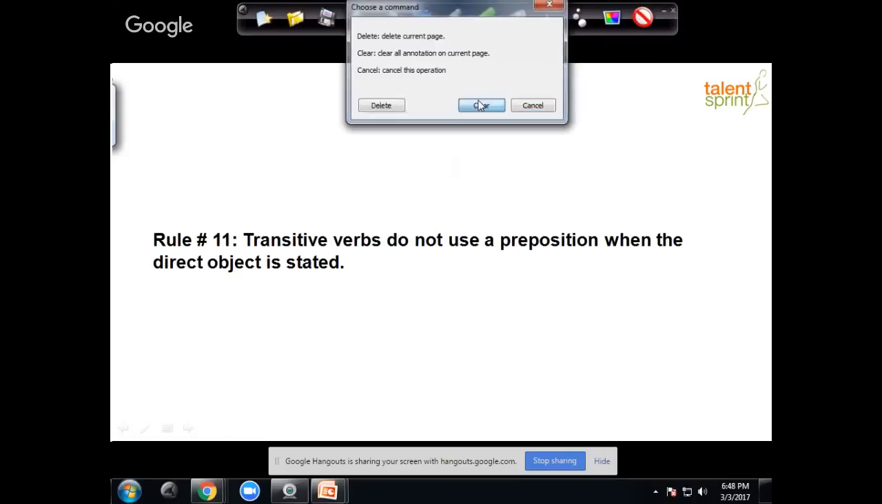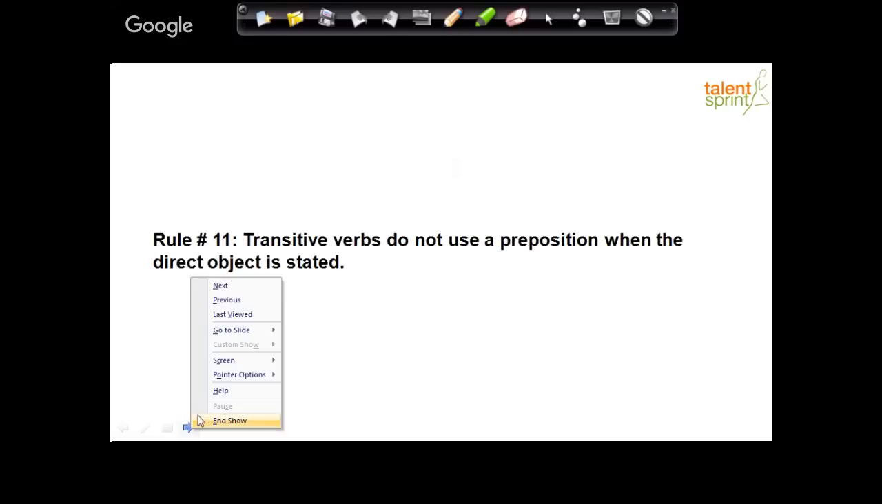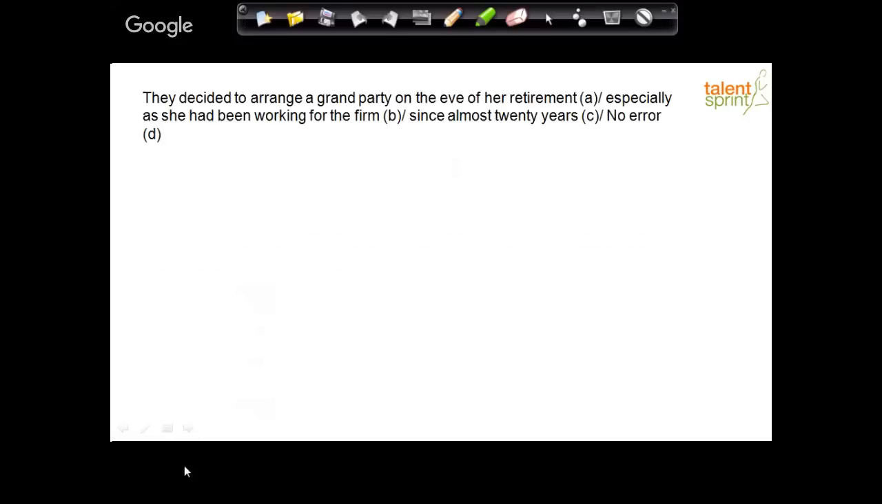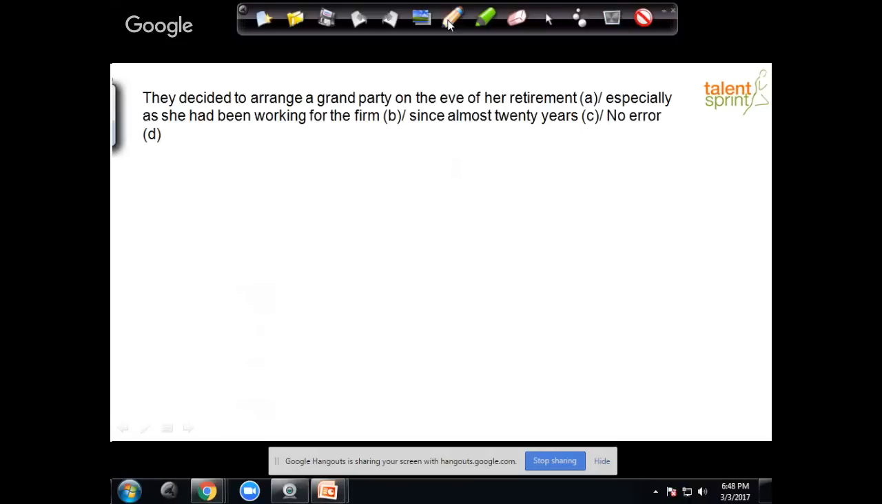Moving on. They decided to arrange a grand party on the eve of her retirement, especially as she had been working for the firm since almost 20 years. This is another easy one. Let's see if you're able to identify where the error is. So we've covered how much? We've covered 11 rules, 4 more rules to go. How are we doing?